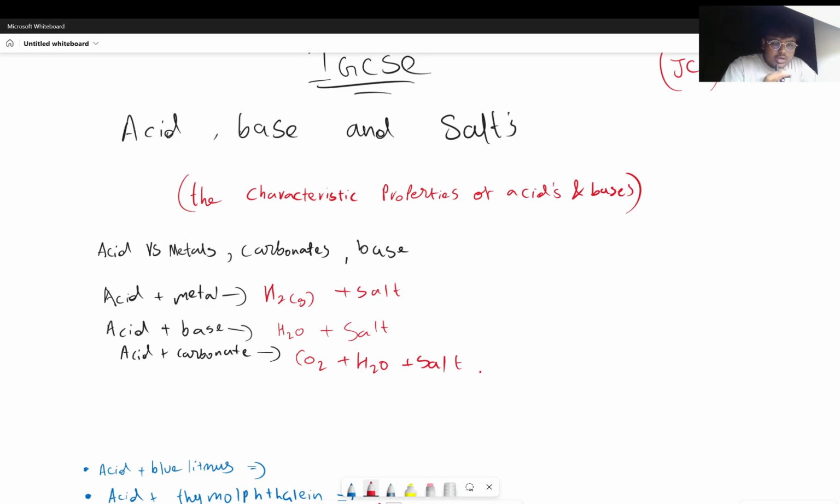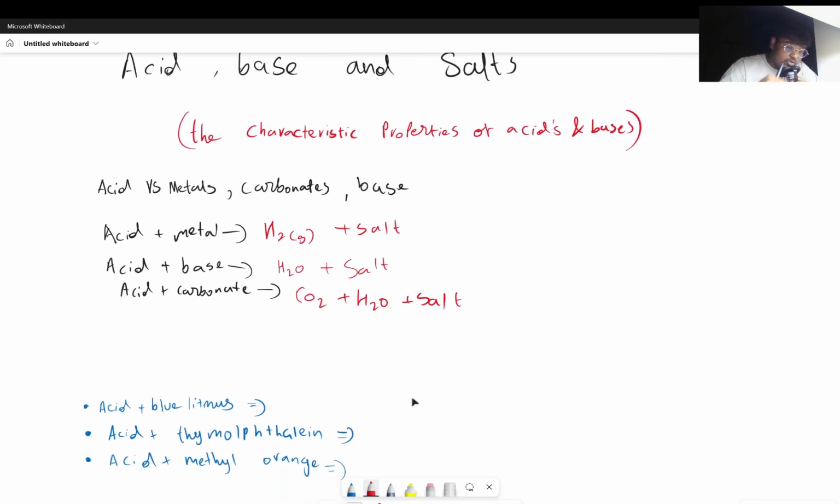Are you clear? Acid plus a metal will give you hydrogen gas plus a salt. Acid plus a base will give you water and salt. Acid plus carbonate will give you CO2, H2O and a salt. Now let's go to the next one Cambridge wants you to know, which is the testing.